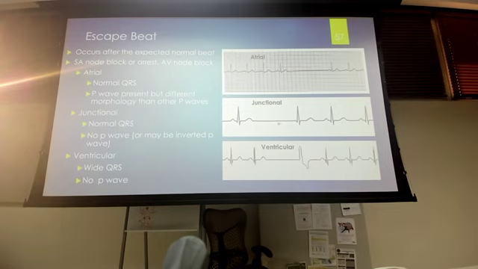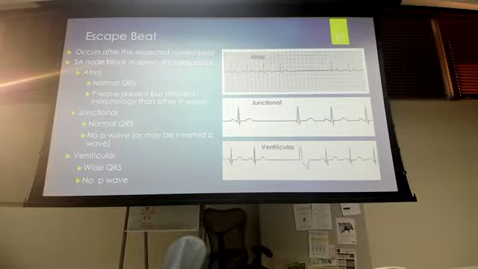Premature beats, escape beats. Premature rhythms can occur, escape rhythms can occur. Just like we talk about premature beats, we can have premature atrial escape beats, junctional escape beats, and ventricular escape beats. They're going to look just like a premature beat, only they're occurring later. So an atrial escape beat occurs later.